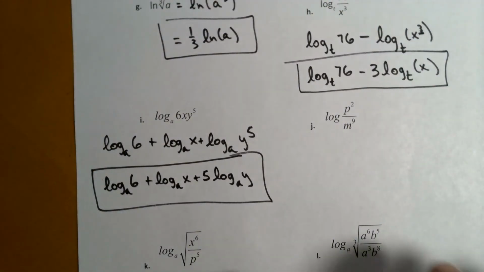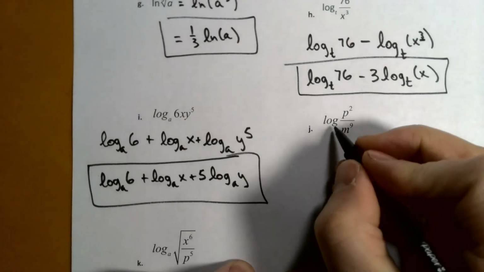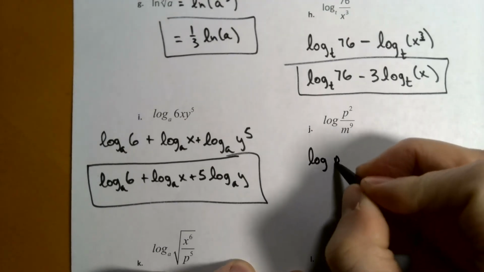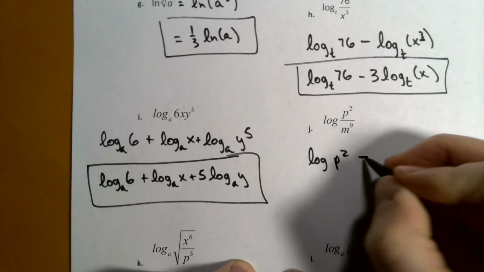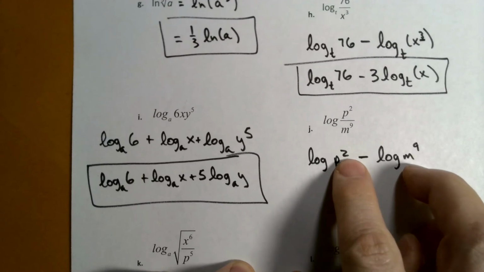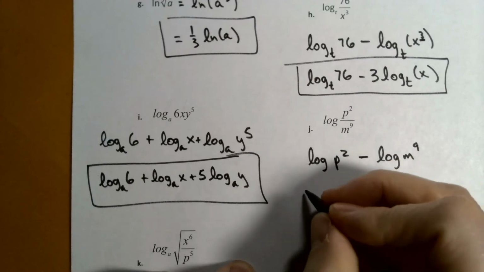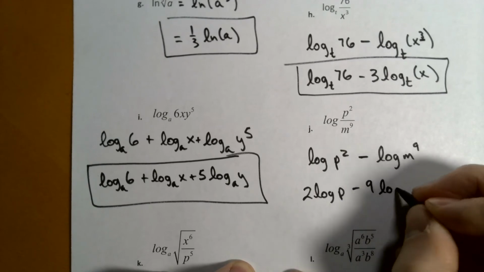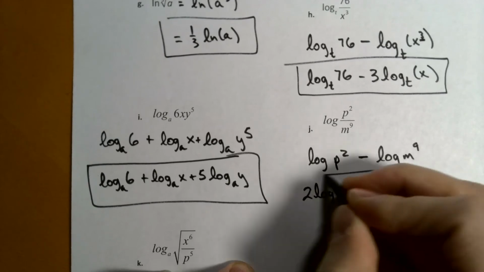Okay, here we have division again. Note this is log base 10. And so we have log, often called common log, minus common log of m to the 9. And these are both exponents within a logarithm. So we multiply each of these logarithms by those respective exponents. And we're done. That's it.